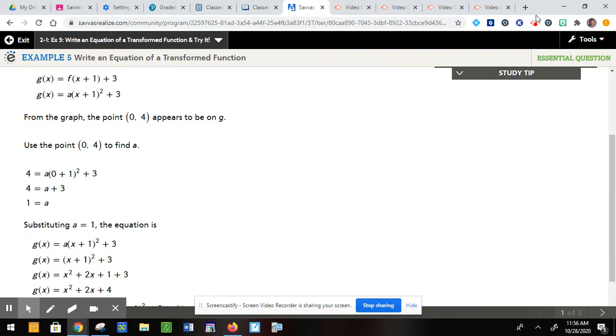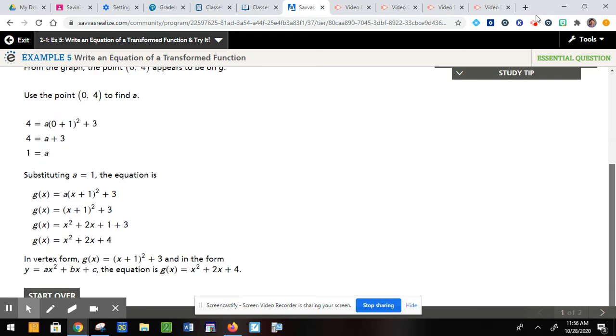Once you have your a value, you can write the equation in vertex form. So it's going to be, once you substitute 1 in for a, you're not going to write it at all. So it'll just be x plus 1 squared plus 3. Then you need to FOIL the x plus 1 squared and then add the 3 like we did in the last example. And what you're going to end up with is x squared plus 2x plus 4. So that is the equation then in ax squared plus bx plus c form.